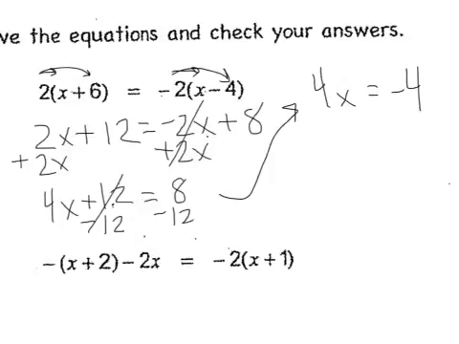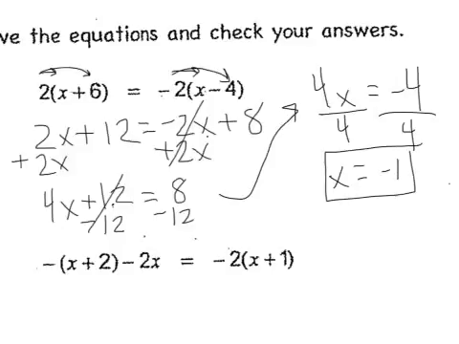And my final step is to divide both sides by 4, because remember that your end goal is to get x by itself. We want to find out what x equals. So negative 4 divided by 4 is negative 1. For your answer.